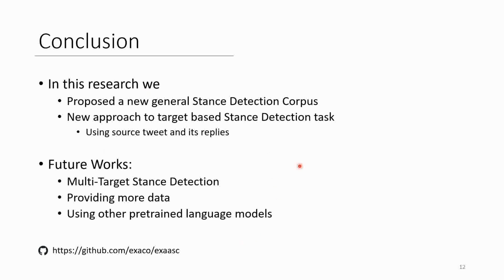So in conclusion, in this research, we propose a new general stance detection corpus in Arabic language. And we also propose a new approach to the target-based stance detection task using the source tweet and their replies. For future work, we can use multi-target stance detection in the source tweet, also provide and annotate more data samples, and also use other pre-trained language models like XLNet, RoBERTa, and etc.